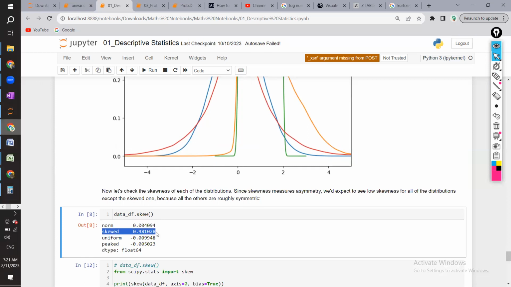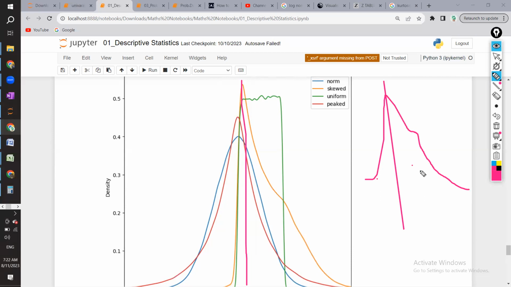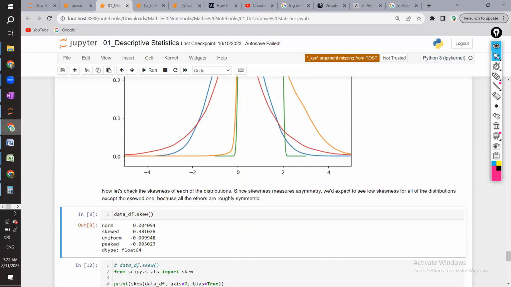The only one with very high skewness is the orange one. If you cut the orange one into two, the left side is almost just like this, this orange line. But what happened to the right side? It is something like this. The left side portion and right side portion are very, very different from each other. So that's why there is some degree of skewness induced into it.